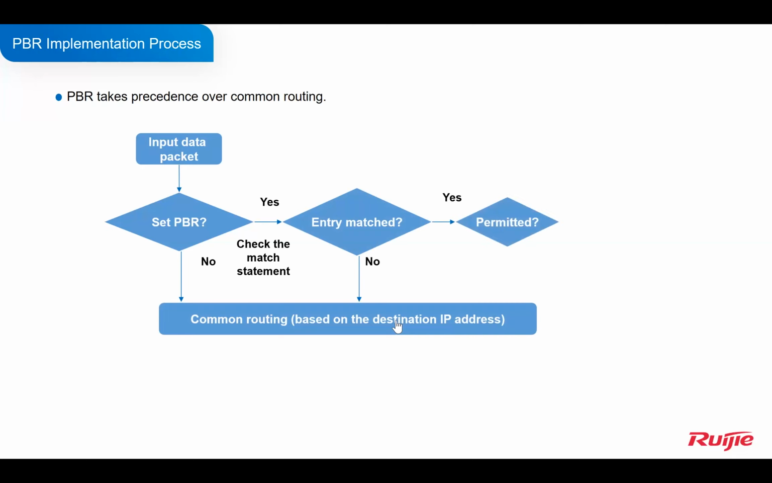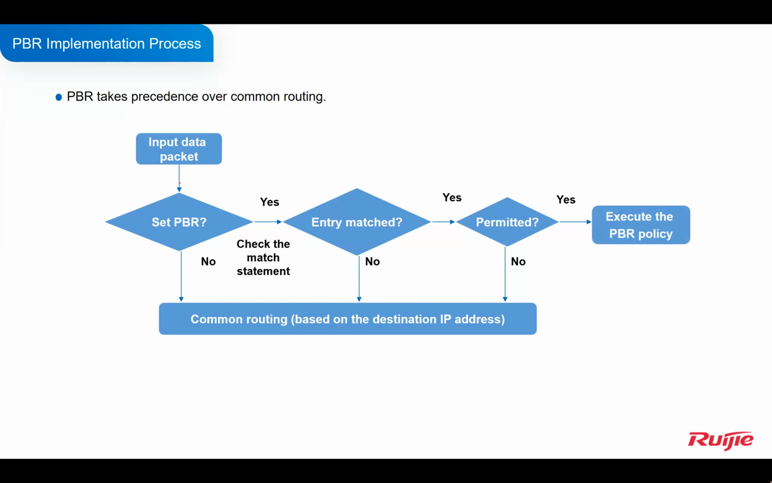Is this entry permitted? If it is permitted, we execute the PBR policy. Okay, so this is the process if we set the PBR.